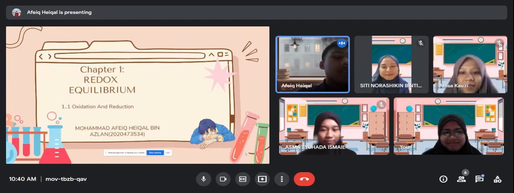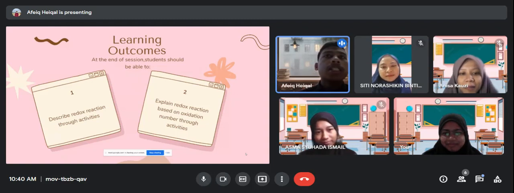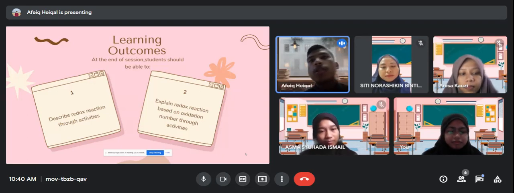Let's go with the next slide. For the learning outcomes, at the end of the session, students should be able to describe redox reaction through activities. Second, you should also be able to explain redox reaction based on oxidation number through activities.